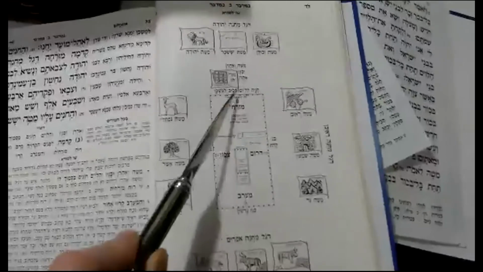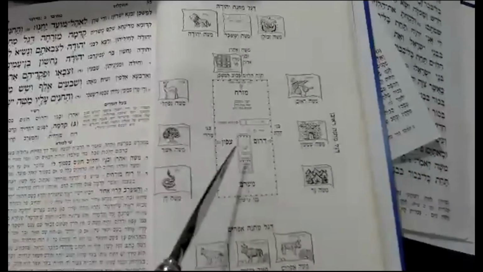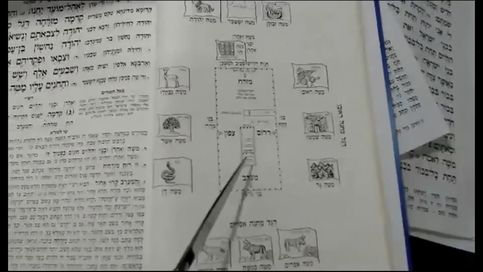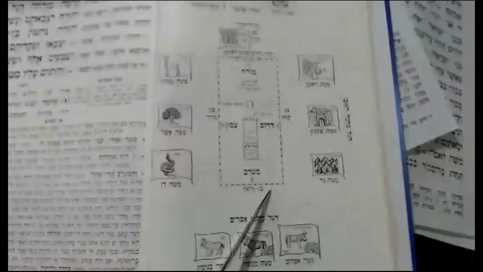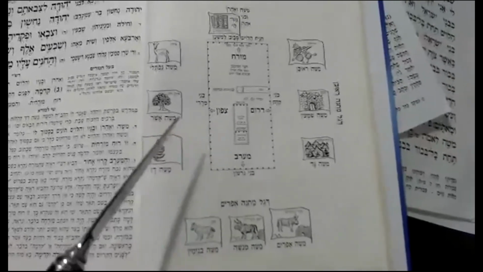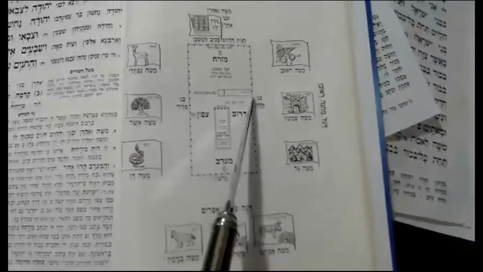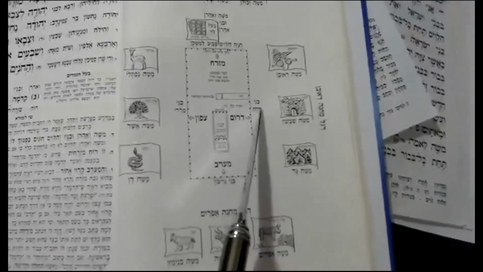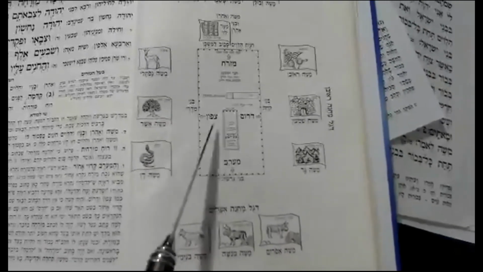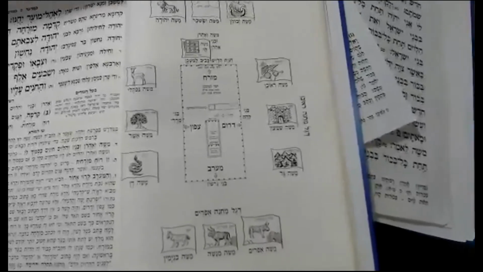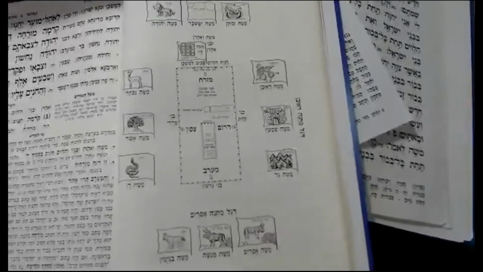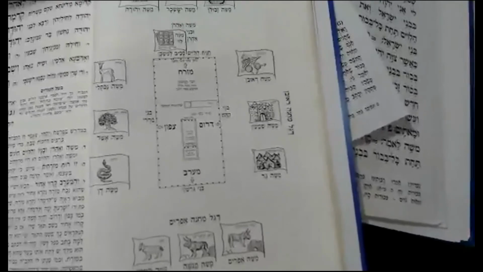See, here they are camped. This is the entrance from here. Here's where the Holy of Holies is. And here's how they're camped. Gershon is on the west side. Kahat is on the south side, and Merari is on the north side. The north side, as you come in, the north is to your right. And that's where they're camped.